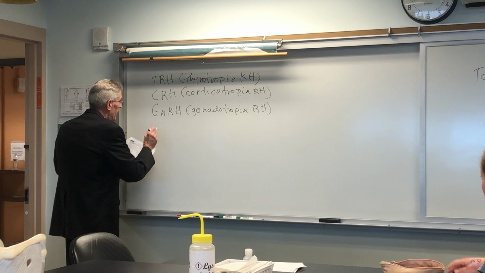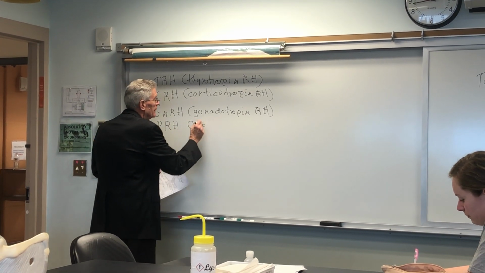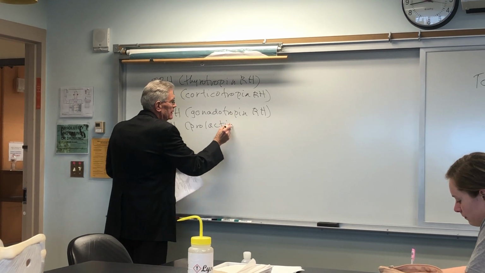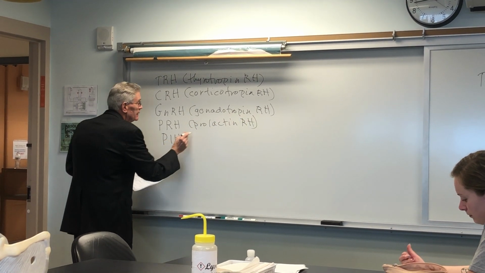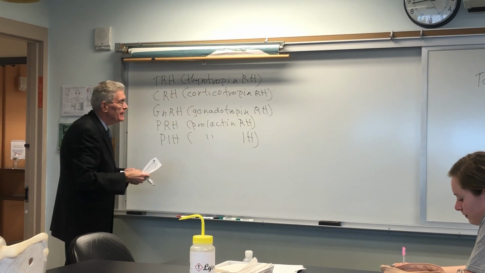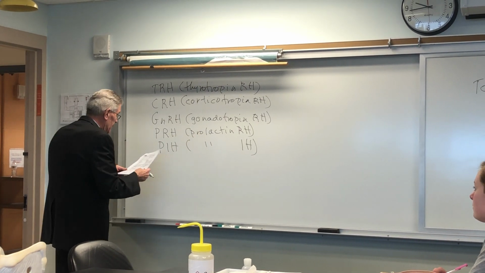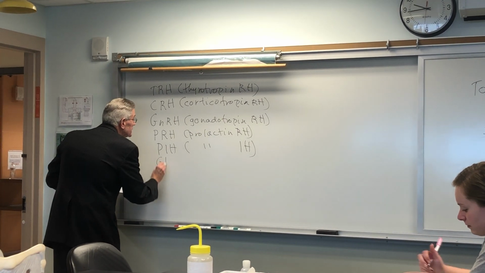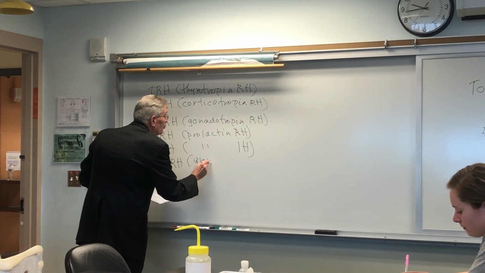I just want to let you know what that stands for. We have PRH, prolactin-releasing hormone; PIH, prolactin-inhibiting hormone, so releasing versus inhibiting, excitatory, inhibitory, in other words. We have GHRH, growth hormone releasing hormone.